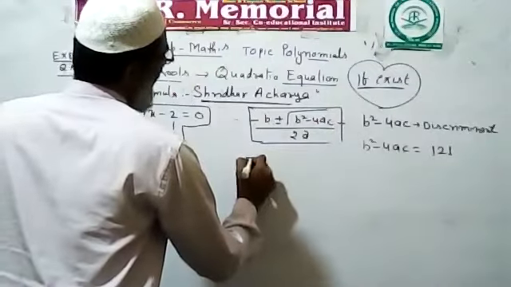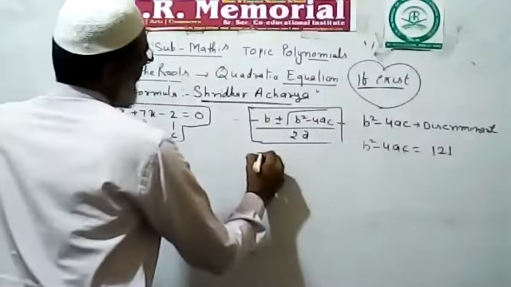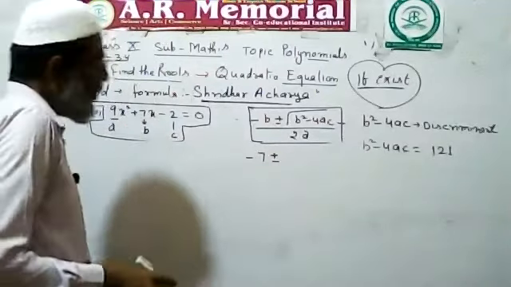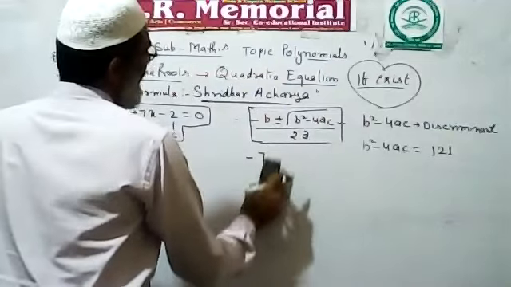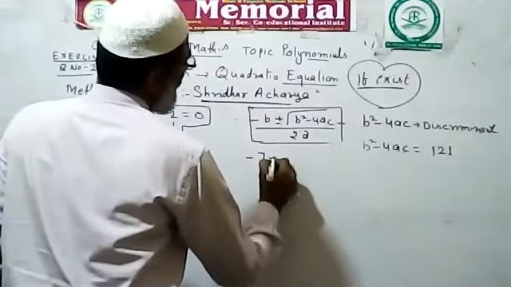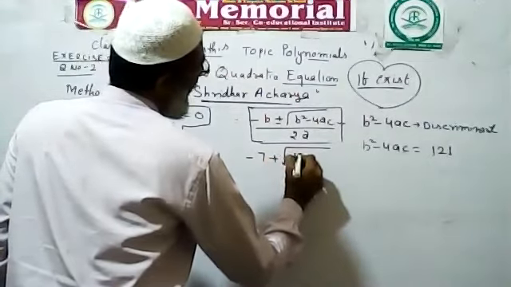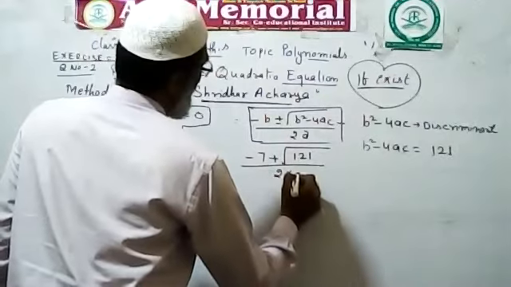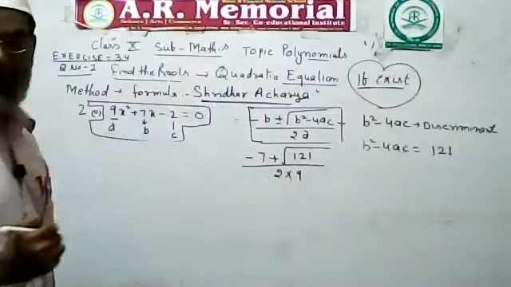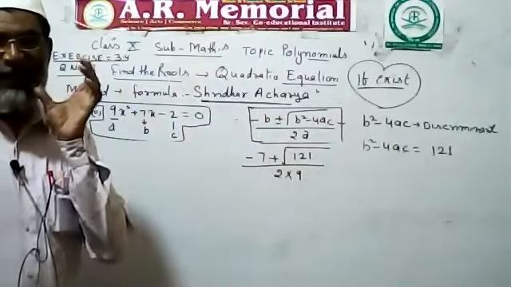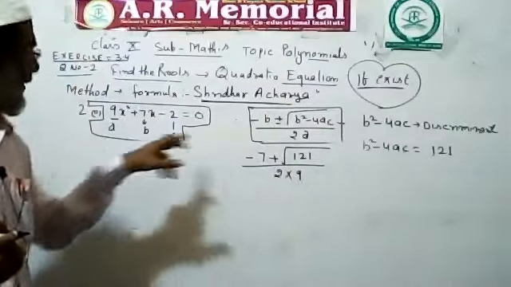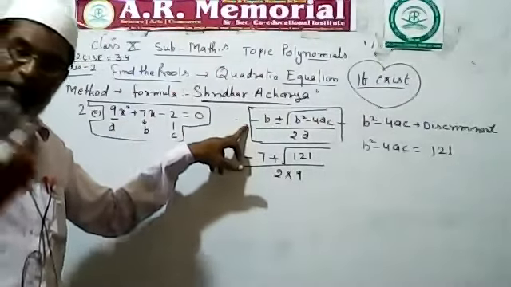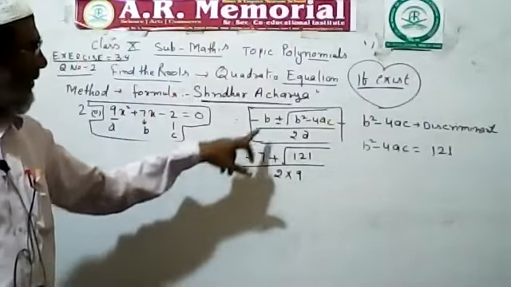Minus b. Where is the minus b? Minus 7 plus minus root of 121 upon 2 into 9. You can understand where I get the values from. Look, b is here. Sir, my Sridharacharya formula already has a negative, so here is a negative. Sir, positive, negative.